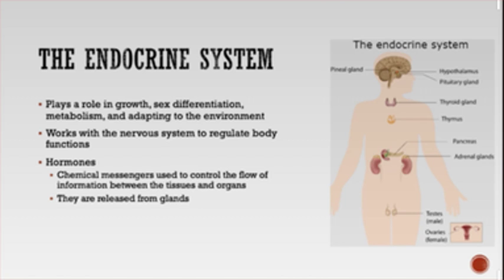The endocrine system plays a very important role in growth, sex differentiation, metabolism, and adapting to the environment. The endocrine system works alongside the nervous system to regulate the different body functions. Hormones are the chemical messengers that the body uses to control the flow of information between the tissues and organs. They're released from glands, and you see in the picture here the pineal gland, the hypothalamus, the pituitary gland, the thyroid gland, the thymus, the pancreas, the adrenals, and then in males you have testes and the women have ovaries. The kidneys also produce erythropoietin. There are also cells in the heart that make atrial natriuretic factor, and the GI tract makes hormones as well.